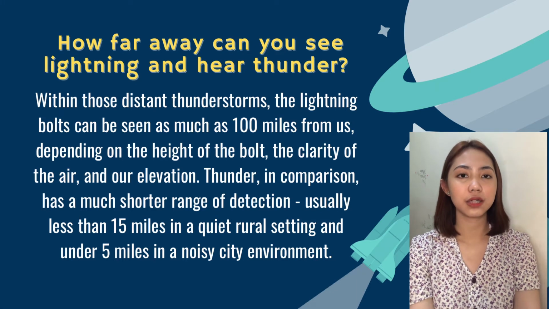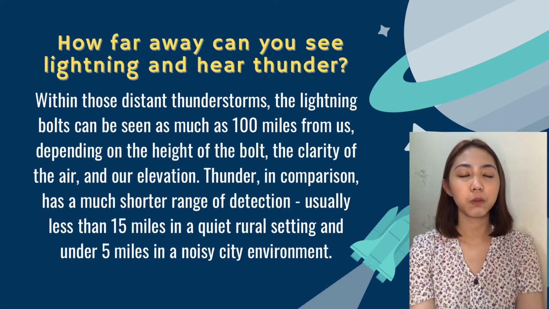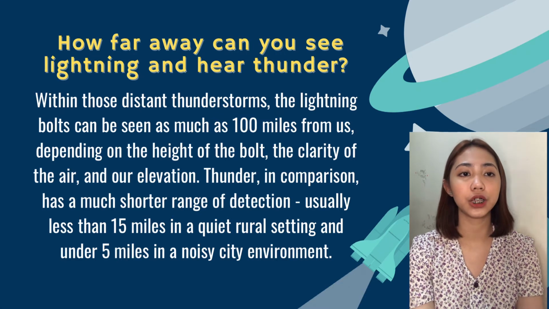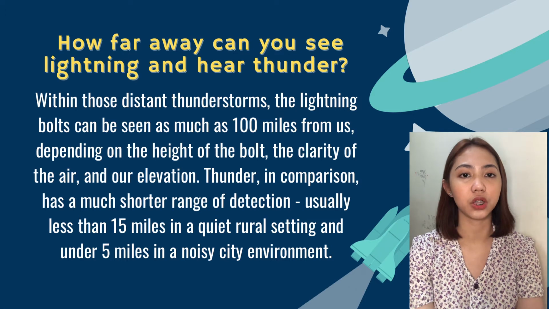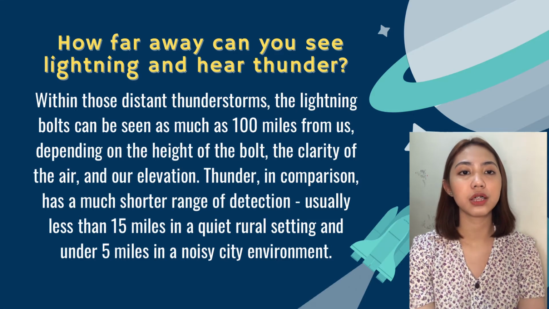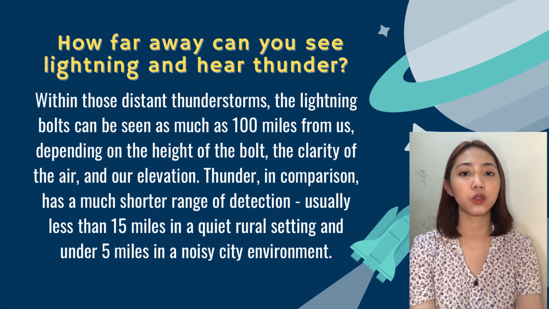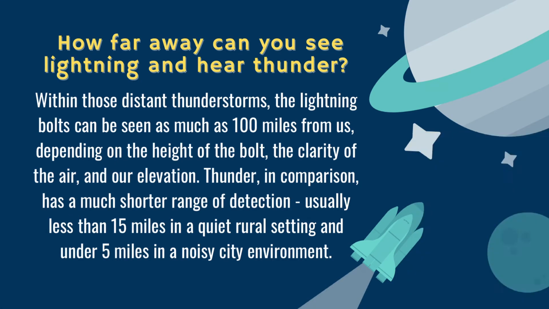How far away can you see lightning and hear thunder? With those distant thunderstorms, the lightning bolts can be seen as much as 100 miles from us, depending on the height of the bolt, the clarity of the air, and our elevation. Thunder, in comparison, has a much shorter range of detection, usually less than 15 miles in a quiet rural setting and under 5 miles in a noisy city.